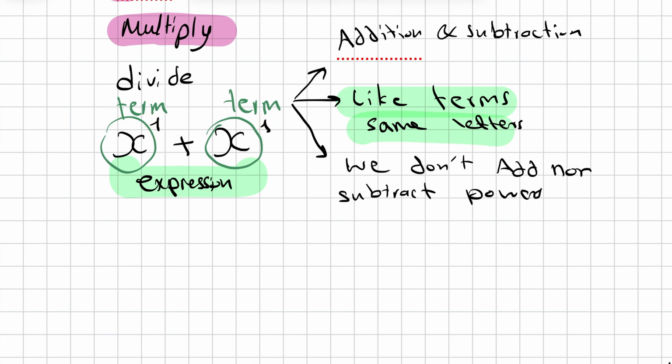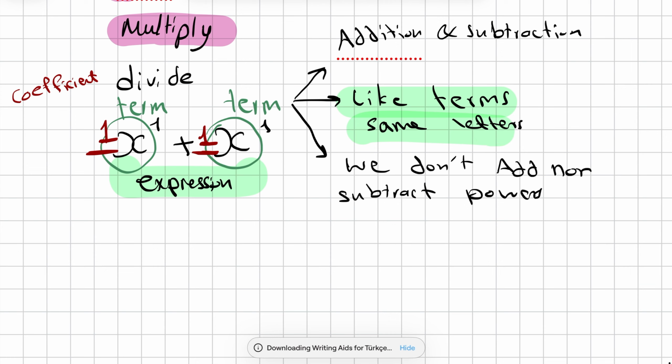There is something I didn't mention: before this x and before that x, there is a number. This number is called the coefficient. The coefficient here in this case is 1. Why is it 1, Mr. Nasser? Because we didn't write it. Whenever we write a letter without a number beside it, it means that there is 1 there. So 1 here, 1 there.